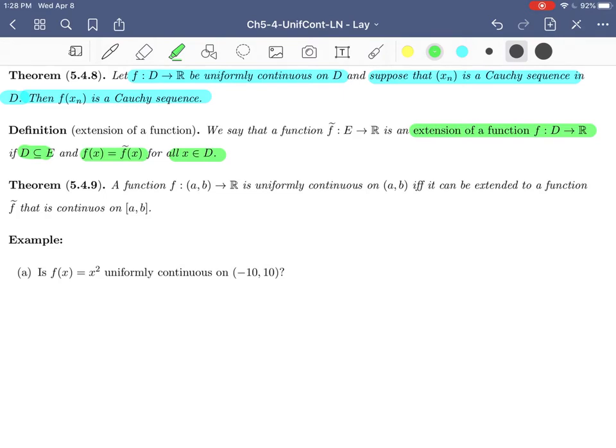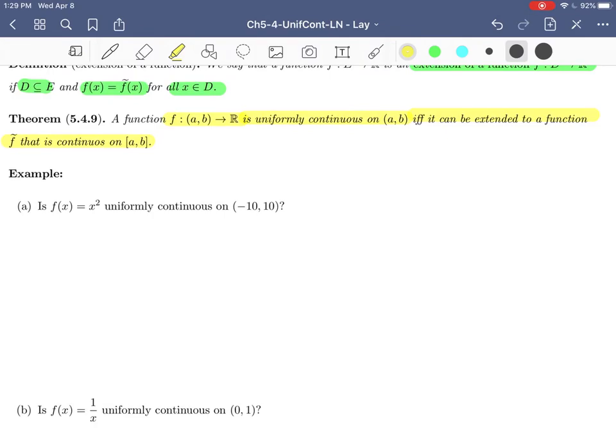So why do we think about this, or how might this be helpful? Turns out that a function f with a domain that's the open interval from a to b is uniformly continuous on that open interval from a to b if and only if it can be extended to a function f tilde that is continuous on the closed interval a to b. Right? So if we can get continuity on that closed interval, then we have uniform continuity on the open interval.